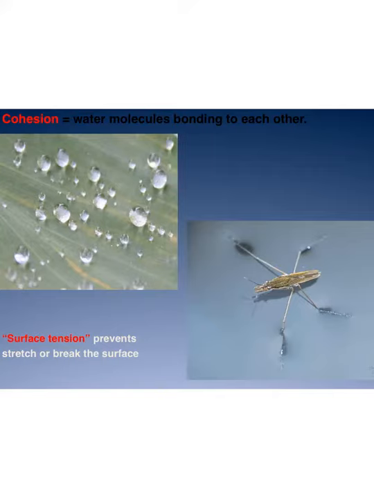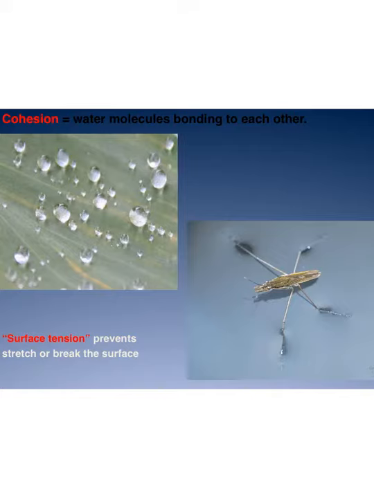This uneven sharing of the electrons creates a special type of attraction from one water molecule to another water molecule. And this special type of attraction, which is called a hydrogen bond, we're going to look at more closely in a few moments, gives water many of its very cool properties. A couple very cool properties are on this slide here.